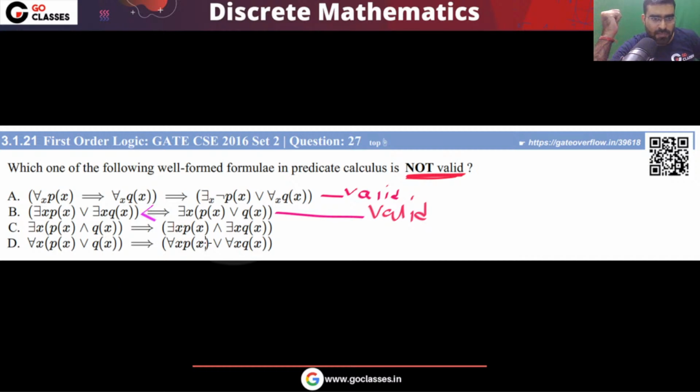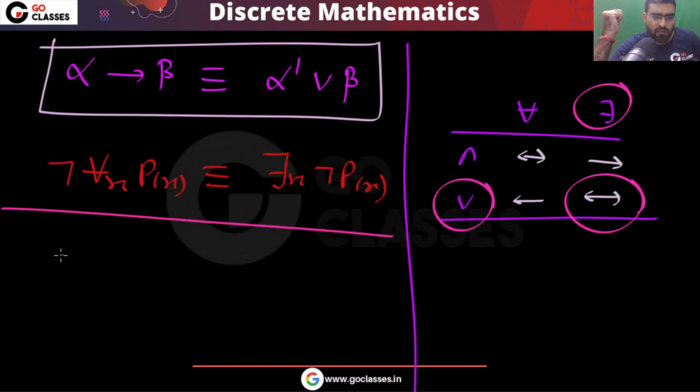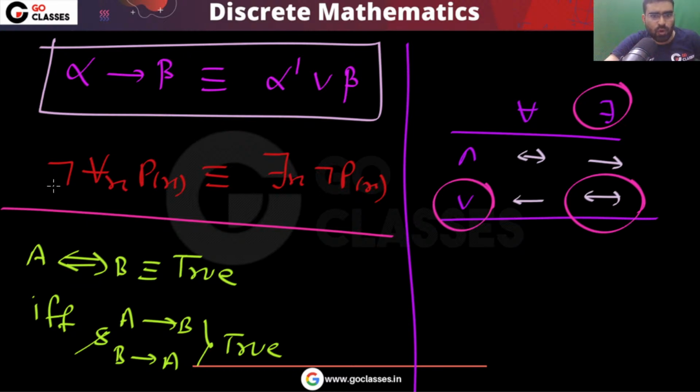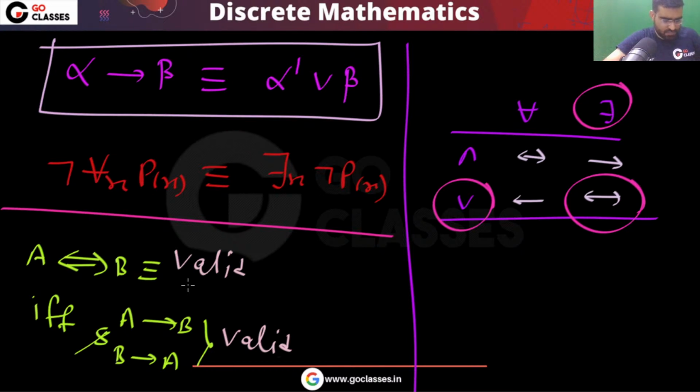Actually, this bi-implication is also valid. Notice one thing: A double implies B is true, or valid, if and only if both are valid. A implies B is valid, and B implies A is valid. Both must be true. So this thing is valid if and only if both the things are valid. Very simple. Now let's solve this.